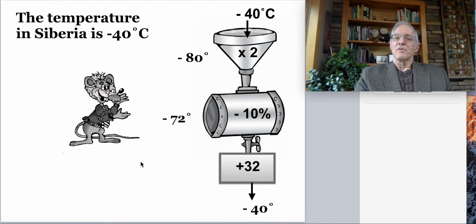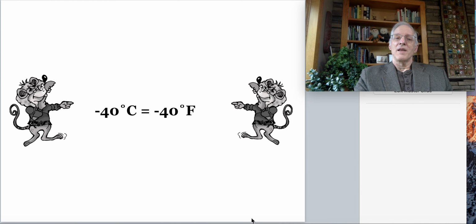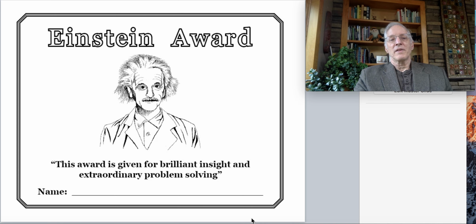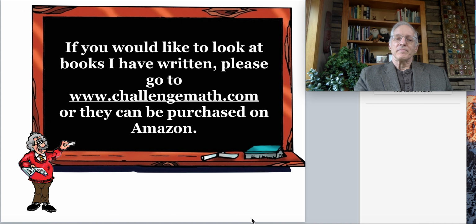So this problem is very interesting. Negative 40 degrees Celsius is equal to negative 40 degrees Fahrenheit. So it's the only temperature, I believe, in Celsius where it's the exact same thing in Fahrenheit. -40 degrees Celsius equals -40 degrees Fahrenheit. So if you got that right, print out this Einstein Award and sign your name for it, a Genius Award.